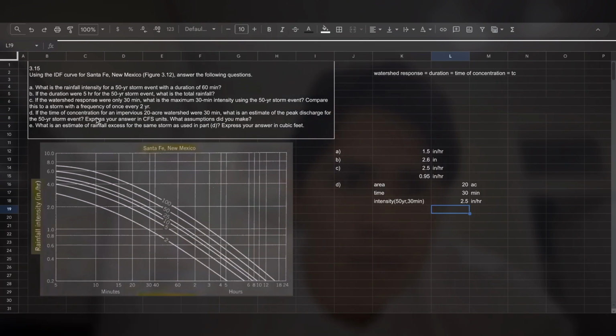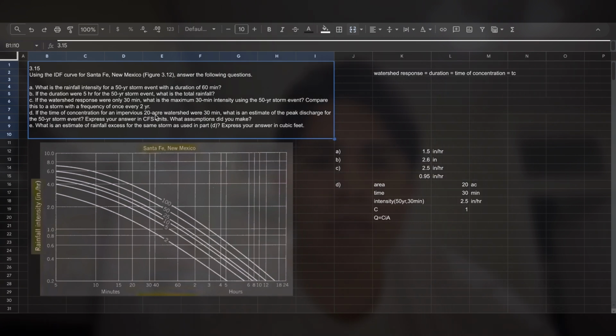Now it's asking us for the estimate of the peak discharge. So for outflow peak discharge, like maximum discharge, we are going to use the equation Q equals CIA. And in our case, C, the runoff coefficient, will be equal to 1. And that is because we are given, somewhere here I think it says impervious. Yeah, for an impervious 20 acres. Impervious means that no water is going to be infiltrated, so all the water is going to run off. So 100% of it is going to run off.